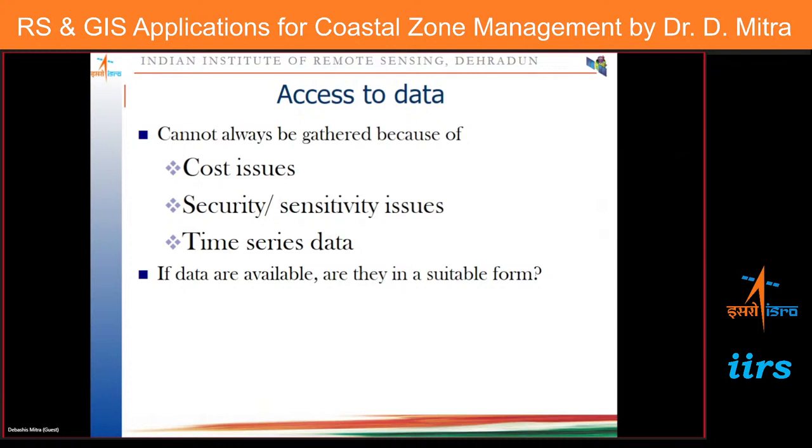Also, there is an issue with the cost. Data cost is very high in the coastal zone, particularly, and there is a sensitive issue. The Indian coastal zone is classified, so you cannot design any map. You cannot use DEM, digitizing the Survey of India contours. So there is a security issue. Lots of the coastal zone is highly classified, with boundaries with international waters like Bangladesh, Sri Lanka, Pakistan.